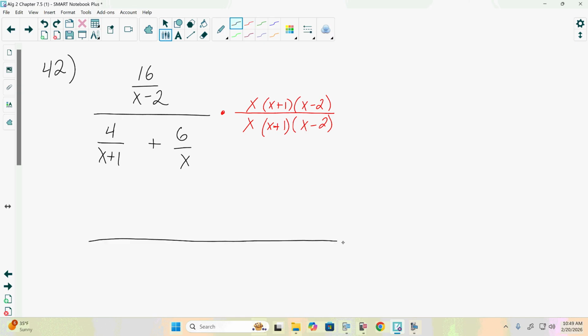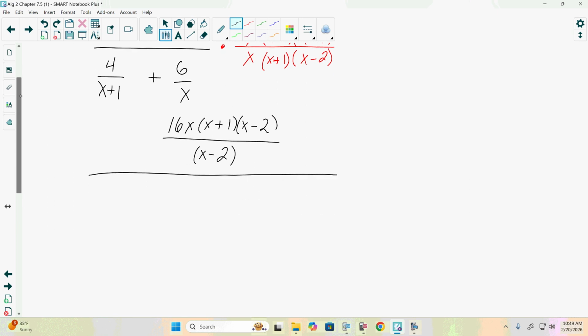Now on top, we're going to multiply the 16 by x times x plus 1 times x minus 2 all over x minus 2. On bottom, the first fraction is going to be 4 times x plus 1 times x minus 2 all over x plus 1, plus, then we'll have 6 times x plus 1 times x minus 2 all over x.